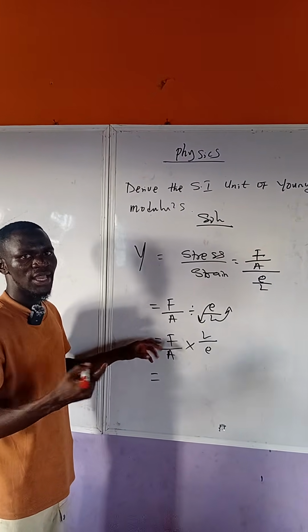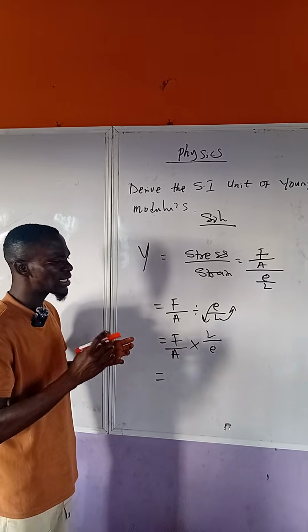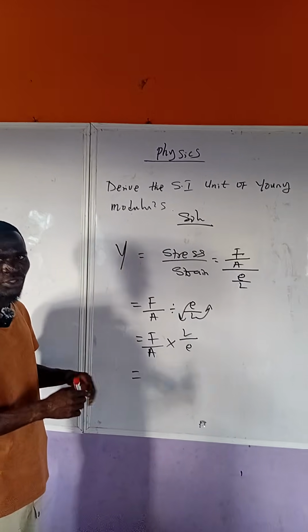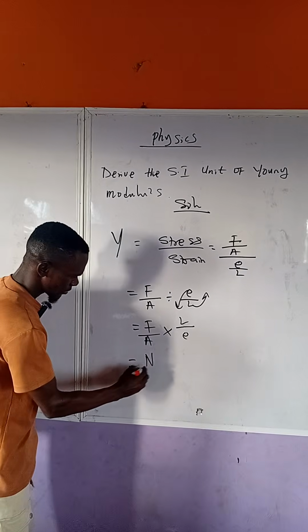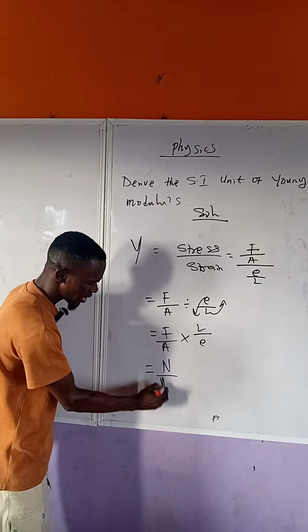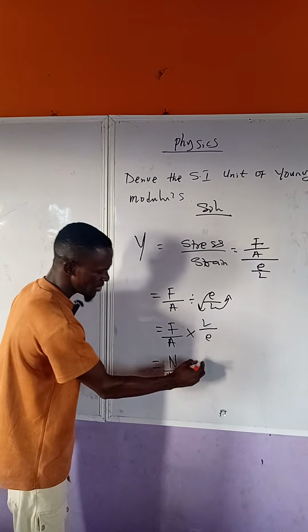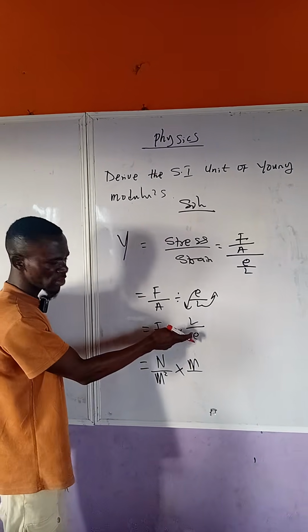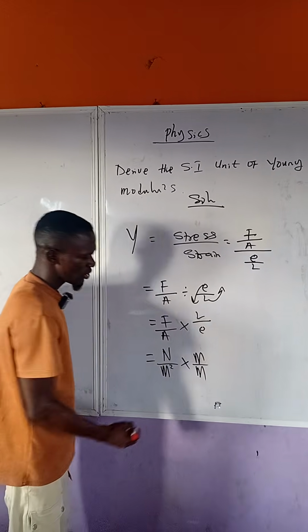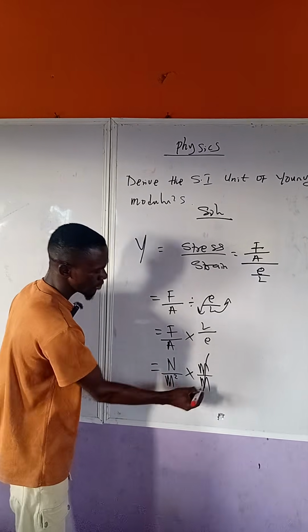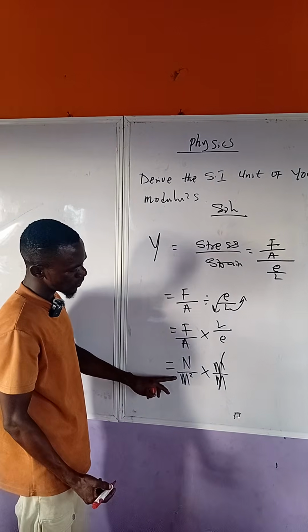Note that we are asked to find the SI unit, not the dimensional analysis. SI unit simply means the standard units. The force is measured in Newton, the area in meter square, then times length, measured in meter. Extension is also measured in meter, so this one will cancel out. We only have Newton over meter square.